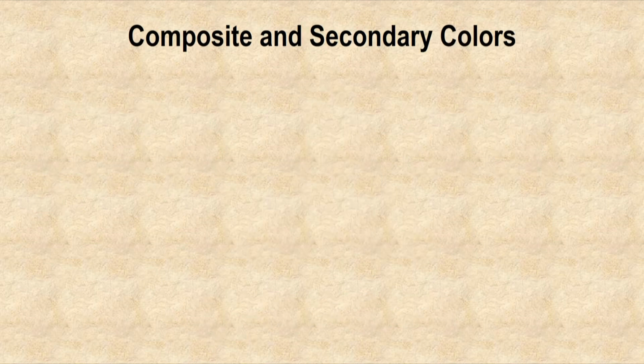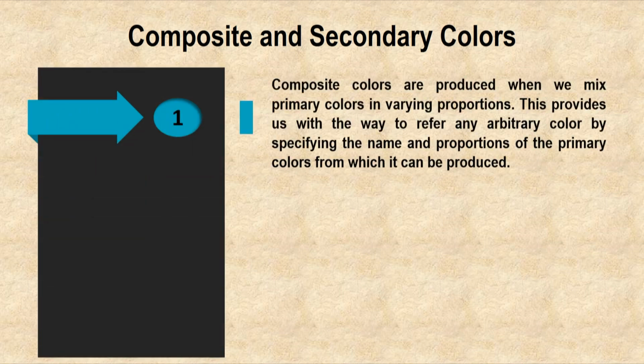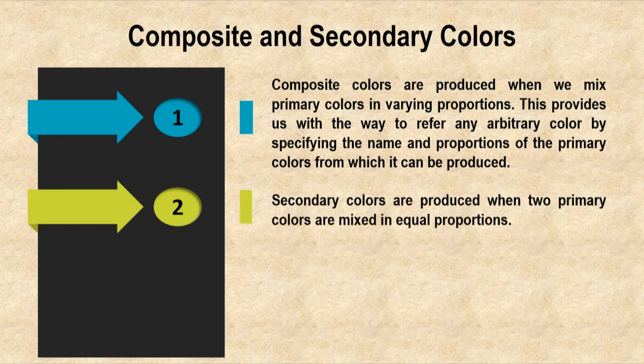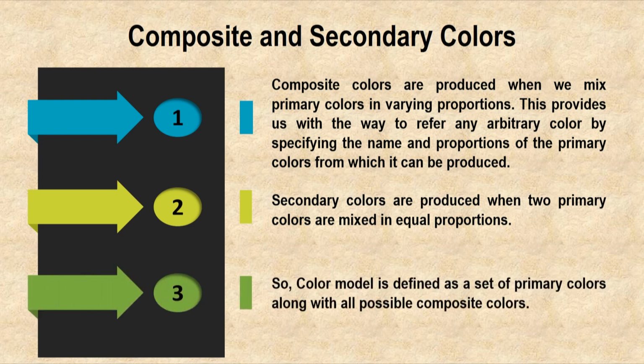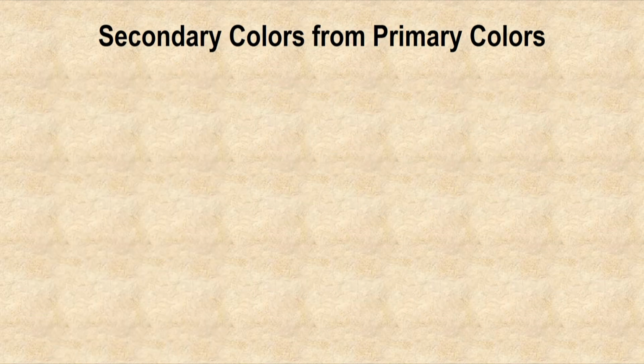There are further two different types of colors, composite colors and secondary colors. Composite colors are produced when we are mixing together primary colors in varying proportions. This provides us the way to describe any abstract color by specifying the name and proportion of the primary colors from which it can be produced. Secondary colors are further produced when two primary colors are mixed in equal proportions. So, a color model is defined as a set of primary colors along with all possible composite colors. Secondary colors that we can achieve from the primary colors.